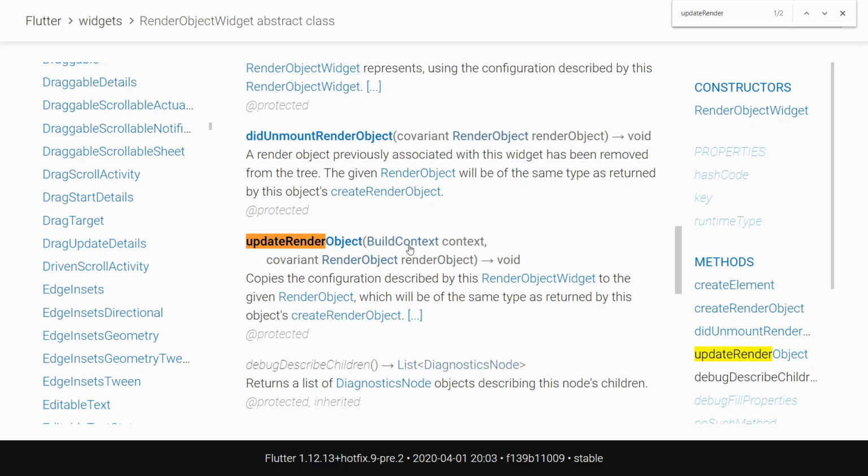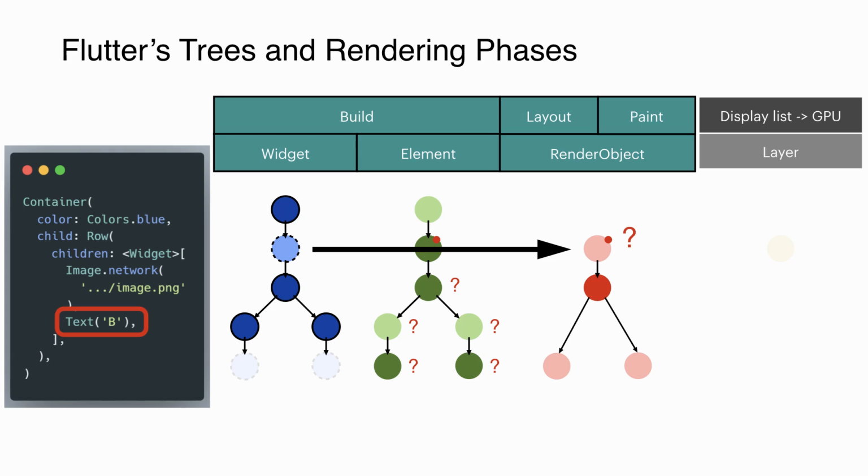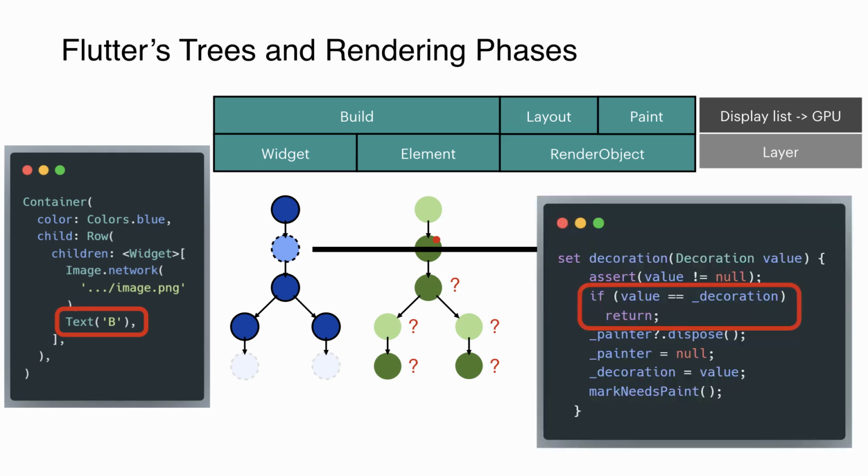And the description for update render object is that it copies the configuration described by this particular render object widget to the given render object. And now the question is, should the render object update or not? And again, Flutter will try to be smart about this. If nothing in the associated render object widget changed from the last configuration, then it's not necessary to actually update the render object. So for example, in our previous state, the container had a color of blue, and it still has a color of blue. So in this assertion, or this if condition, we can see that if the value is still the same as the previous decoration, we just return and we do not update.